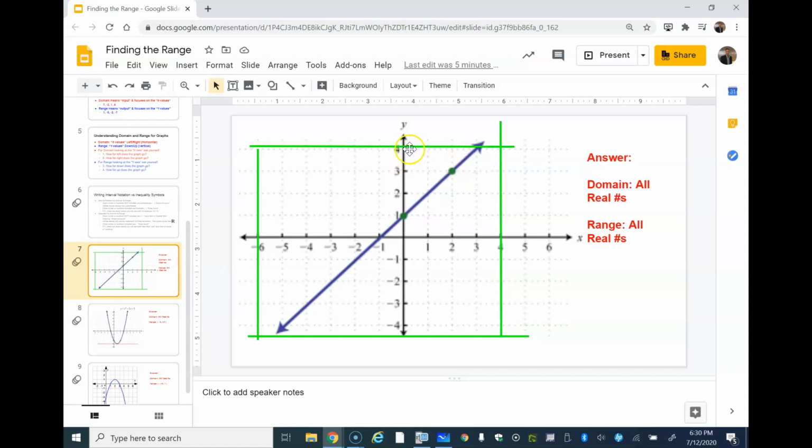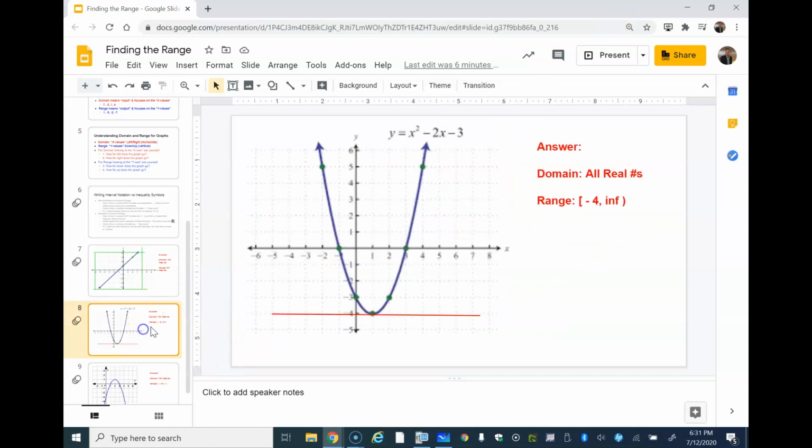So the range is not going to stop at 4. It's not going to stop at -5 around here. Again, it's going to continue past this line, past that line, in that direction. So that's why it's going to be all the real numbers. So all the numbers, all the way up here, all the way down here.